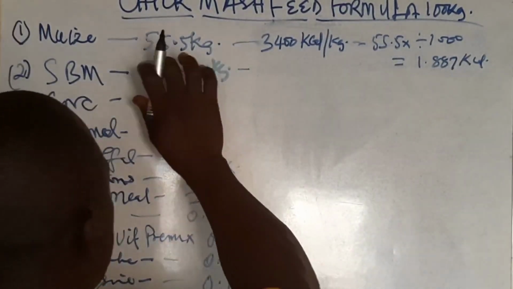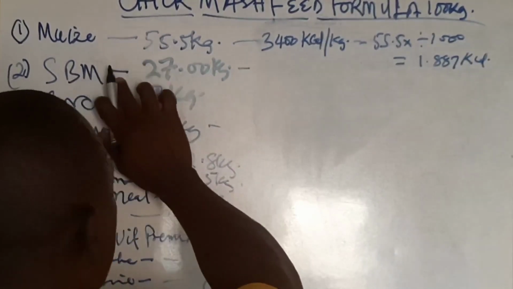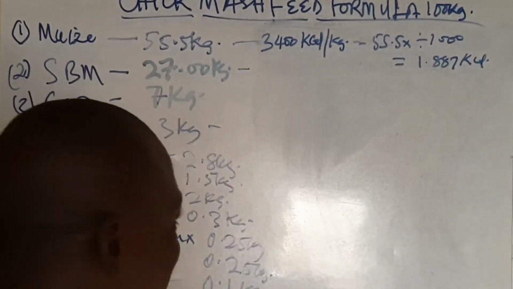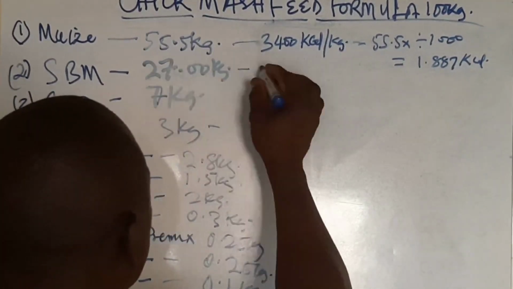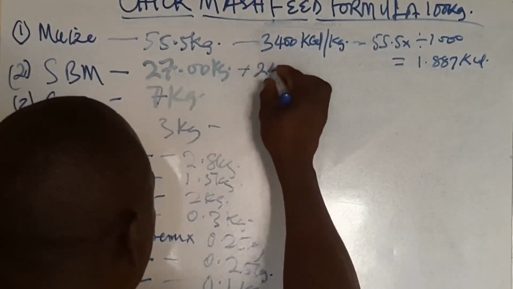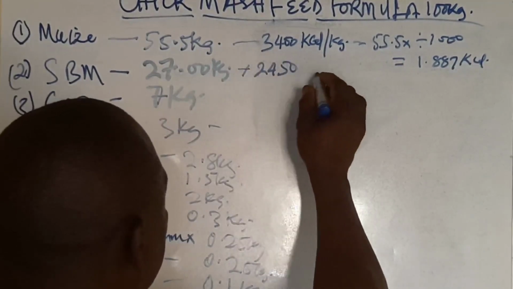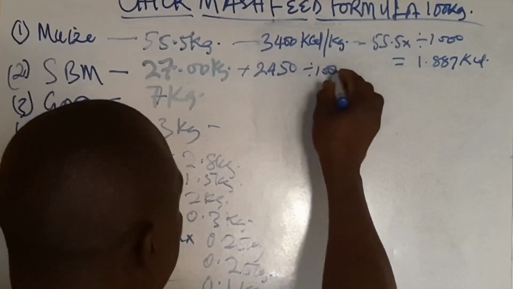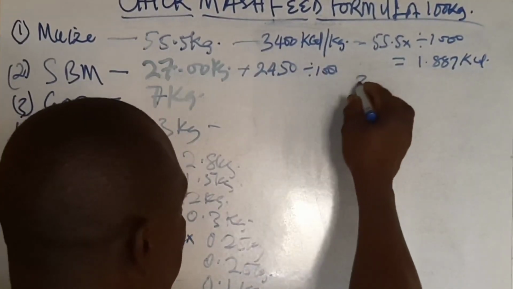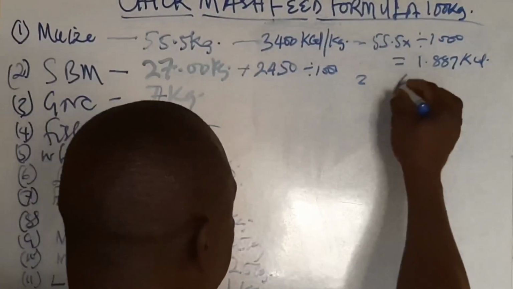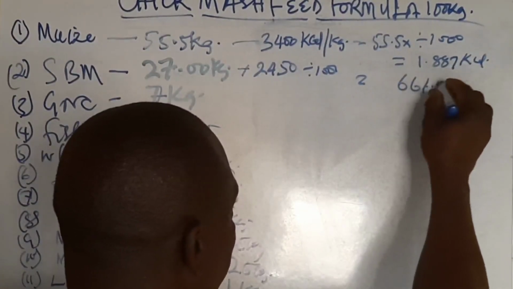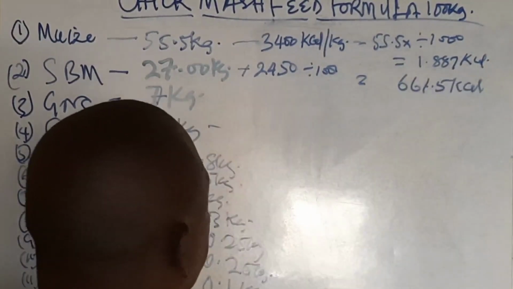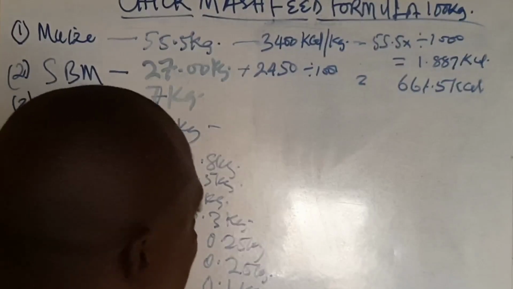Now the next one is, what is the energy content of soybean meal? Soybean is 2,450. This will give us 27 times 2,450 divided by 100. This will give us 661.5. What of the one of groundnut cake?